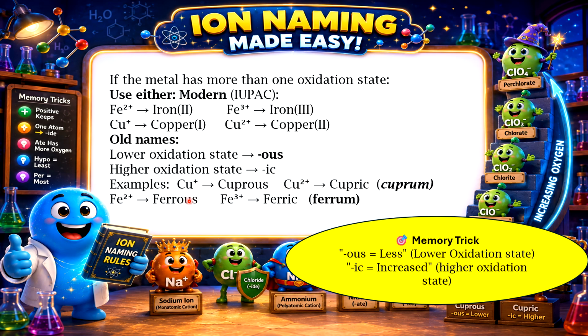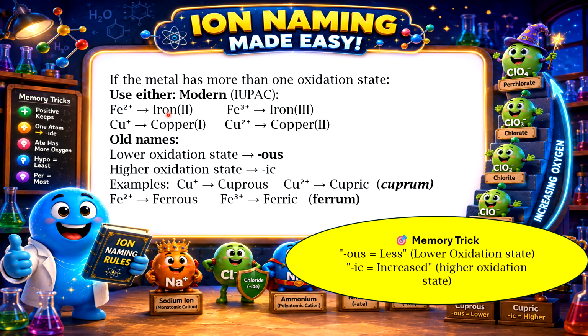For example, here copper has +1 valency, and here copper has 2 plus. So +1 is less than +2. So we put OUS as suffix to indicate that copper has a lower oxidation state, that is +1. And here we name it cupric. It indicates that copper has a higher oxidation state, that is 2 plus. Likewise iron has a lesser oxidation state, that is 2 plus, so we name it ferrous. And Fe3 plus has the highest oxidation state, we put the suffix IC, so it becomes ferric.